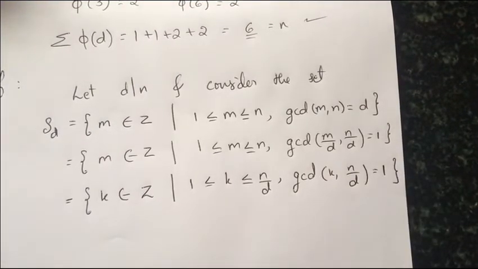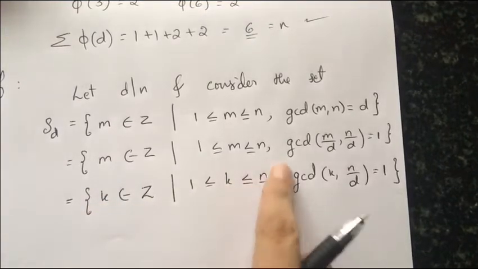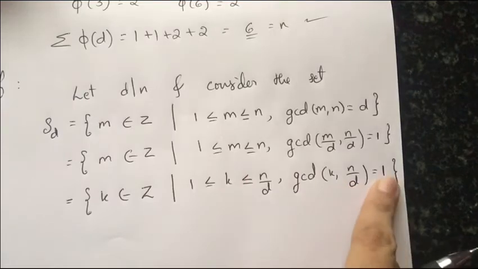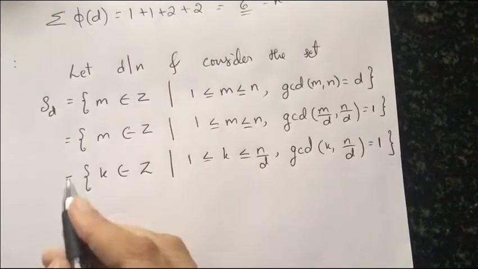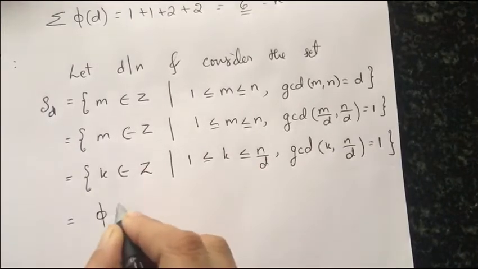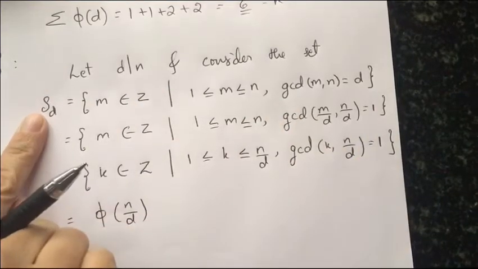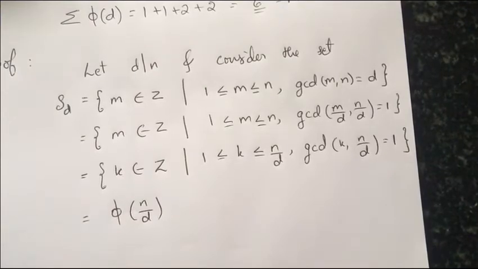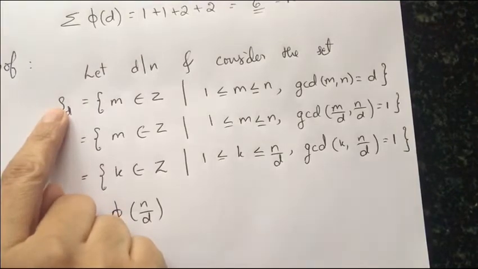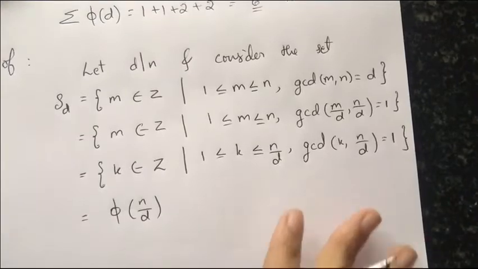Now what is this? This is the set of all those numbers which are less than n by d and relatively prime to n by d. So this is the same as writing phi of n by d. Now the set S_d has phi of n by d elements. Now I have to count the number of elements in the set S_d, to do the enumeration of it.